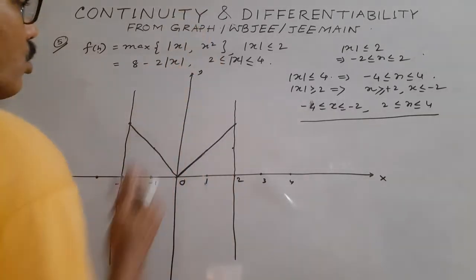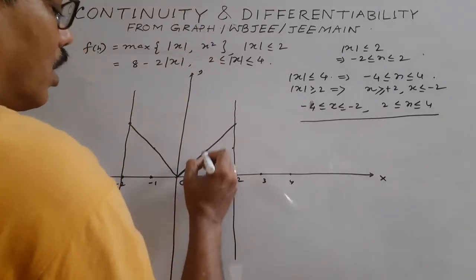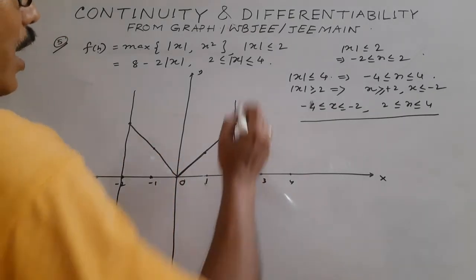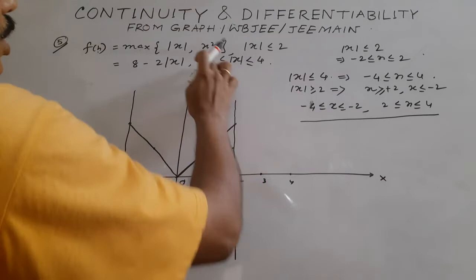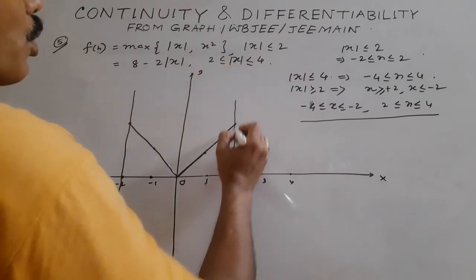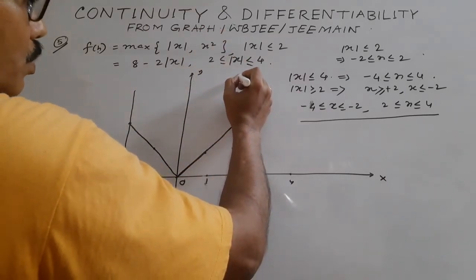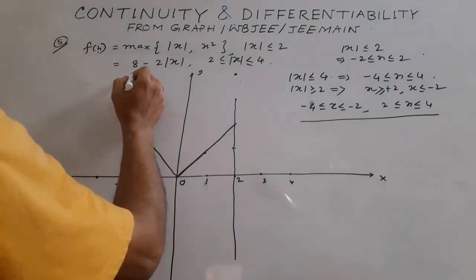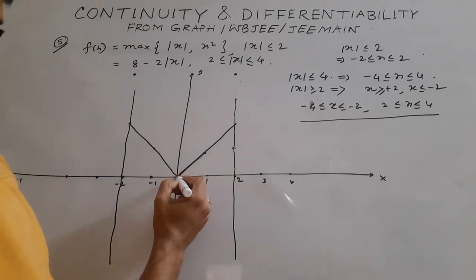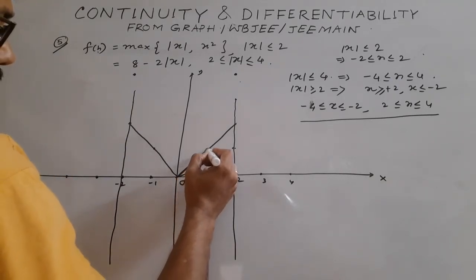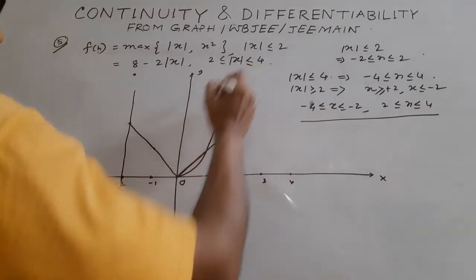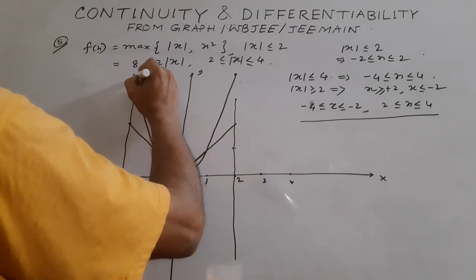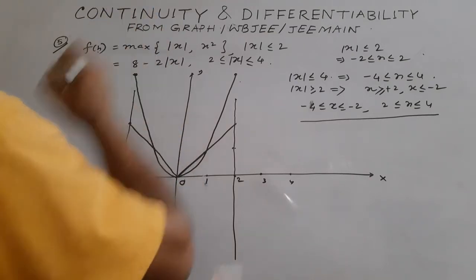y equals x square. So at x equals 1, it is 1. At x equals minus 1, it is 1. At x equals 2, it is 2 square, that is 4. This is 3, this is 4. So what will be the parabola? Look, this type of parabola. This is this one.